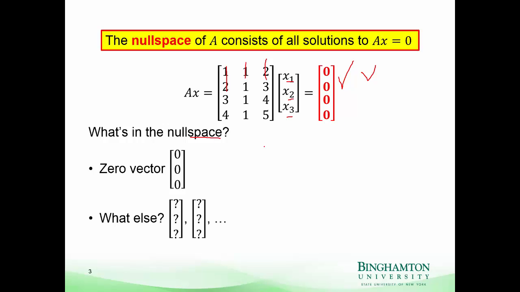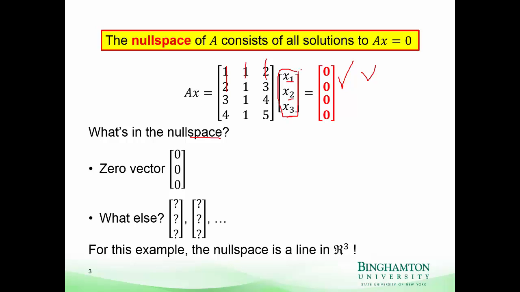Well, what else is in there? That's what we need to find out. And we'll see that for this particular matrix, the null space is a line in R3. Notice that we're talking about R3. That's because the x vector in this case is in three-dimensional space, because the A matrix is 4 by 3. So the column space is in 4-dimensional space, and the null space will be in a three-dimensional space.